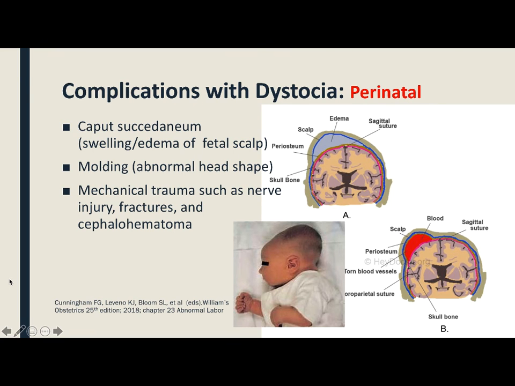So how about perinatal or fetal complications? The baby can have caput succedaneum, or swelling or edema of the fetal scalp, molding, leading to abnormal head shape, or mechanical trauma such as nerve injury, fractures, and cephalhematoma.